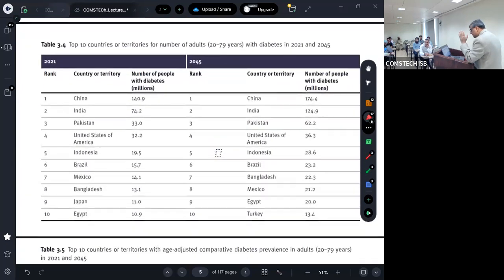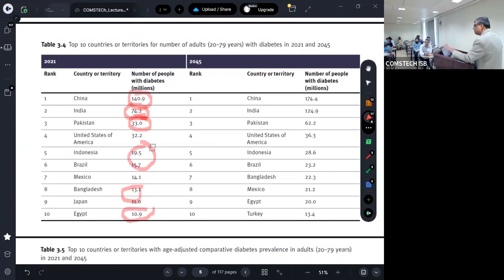It's a number game. If a country has more people, it has more diabetes. Here are the top 10 countries with the maximum number of people with diabetes. China has a population of 140 million with diabetes, India 74 million, and Pakistan 33 million. Bangladesh has 13.1 million, Egypt 10.9 million, and Indonesia 19 million. These are the numbers of people with diabetes.